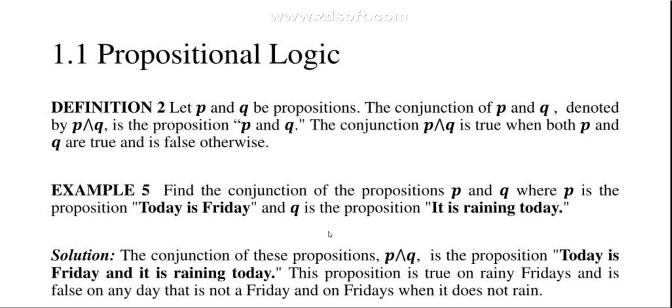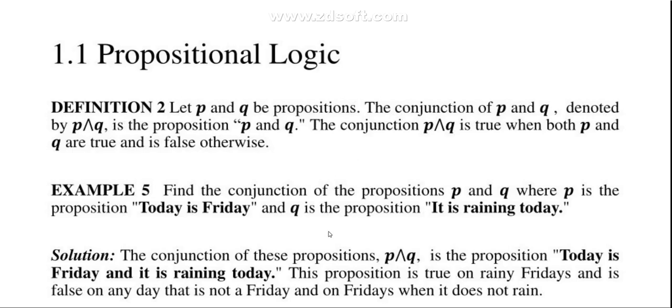Okay, coming now to the second definition of propositional logic. Let P and Q be propositions. Now what is the concept here? The conjunction. What is conjunction? Conjunction means whenever you are adding or combining two things or two sentences. Like in English grammar, you know about the conjunction, adding two sentences. Now the same is here.